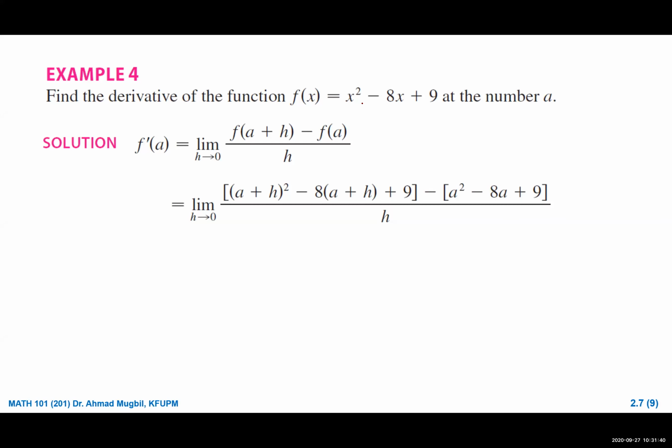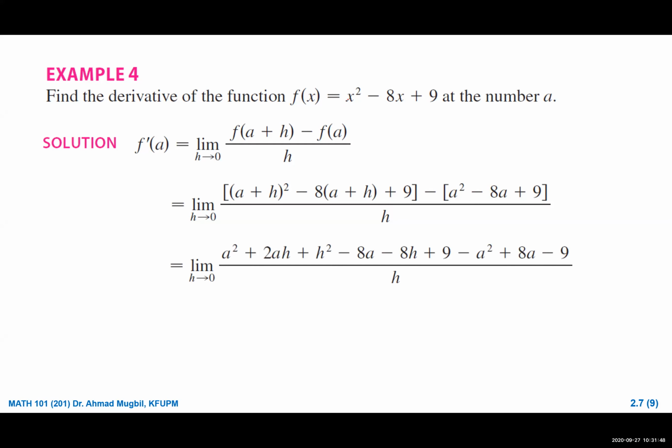F of a plus h. Now, put instead of x, a plus h. Look. Instead of x, put a. Simplify using algebraic tricks, expand, cancel the like terms, combine them. Now take h as a common factor, cancel it. You have 2a plus h minus 8. When h goes to 0, this h will go to 0, it will be 0, and you have at the end 2a minus 8, as expected, of course.